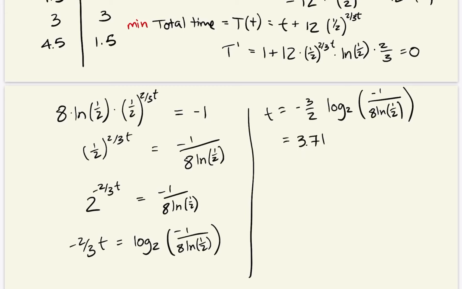Now, to get the total amount of time, I'll need to plug that back in to capital T, because this is the amount of time that I should wait until I buy the computer. And so I'll need to plug this in here to actually figure out the total amount of time it will take for my program to end.